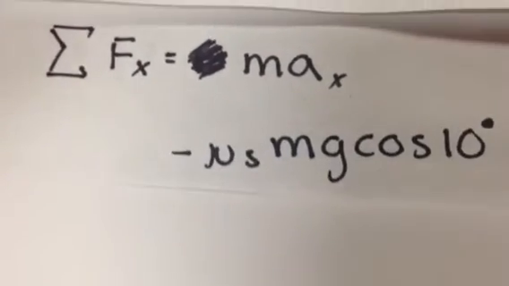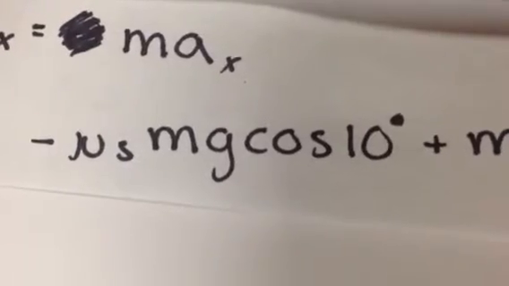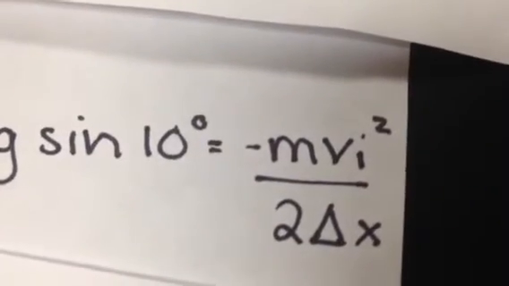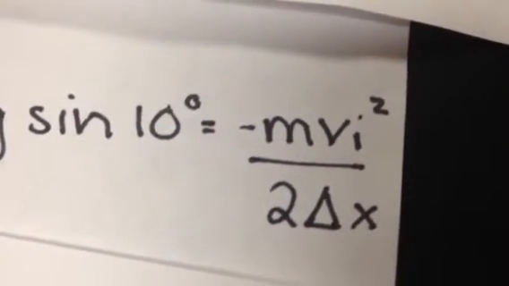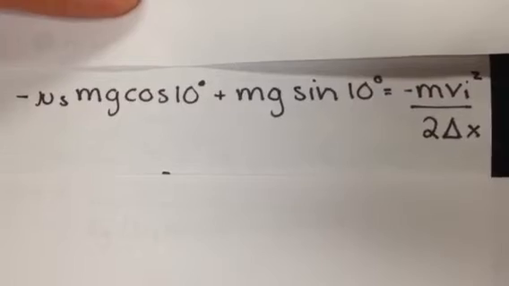So by combining equations, we get that negative mu s mg cosine 10 degrees plus mg sine 10 degrees is equal to negative m v initial squared over 2 delta x. Now, we need to solve for delta x in the previous equation.